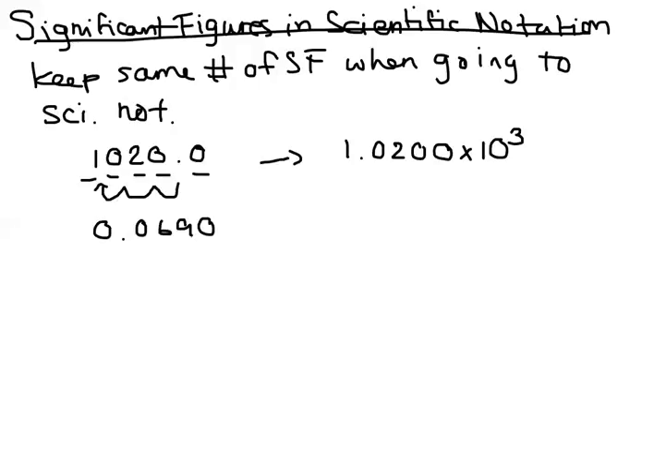So we have 3 sig figs, which means our scientific notation will need 3 sig figs. 6.90 times 10 to the what? -2. Because it is a number less than 1, you're going to have a negative exponent. You moved your decimal twice. 1, 2. That gives us -2. Questions so far? Okay.